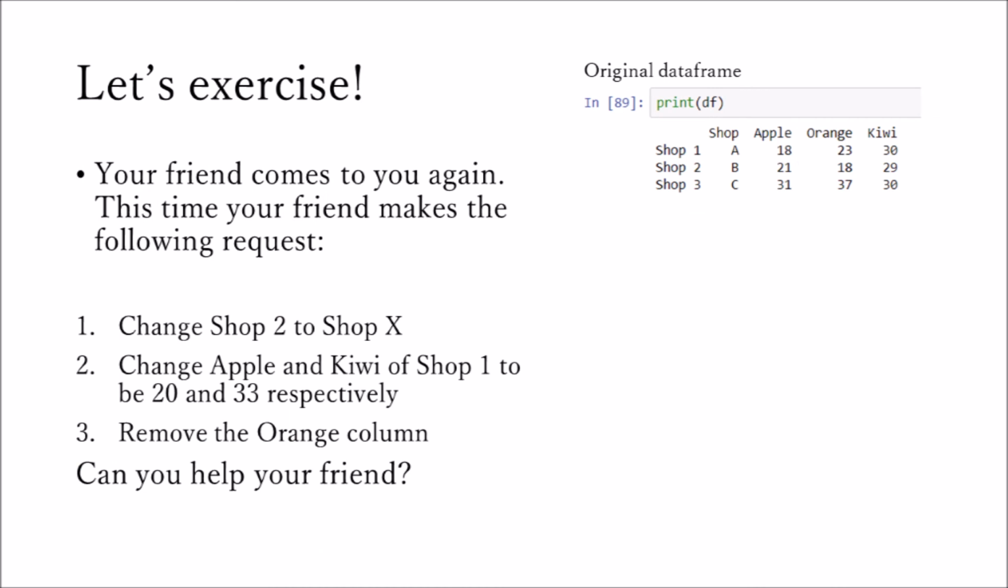Now let's practice the new methods we have just learned. Your friend comes to you again. Please don't feel annoyed with your friend. This time your friend wants to do 3 things on the data frame but does not know how to do them. Can you help your friend? Your friend wants to change the index shop2, replace the value for apple and kiwi for shop1, and remove the column orange. It sounds a lot, but no worry. We have already covered all the necessary methods in this tutorial. Again, feel free to pause the video if you need more time to work on your own solution.